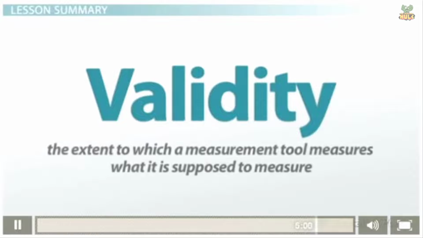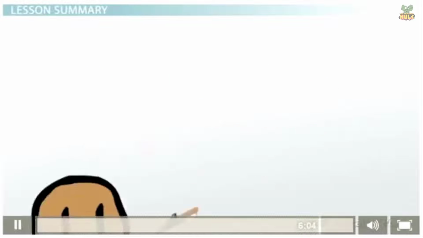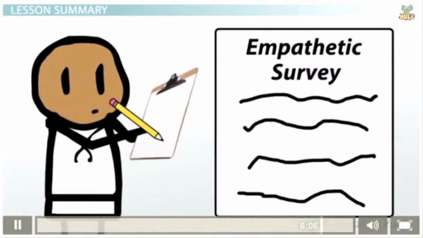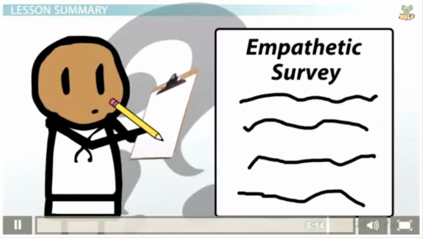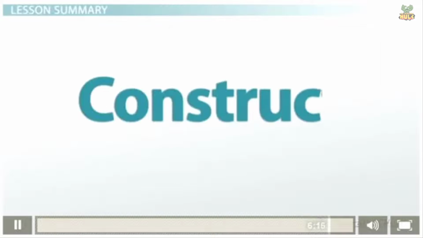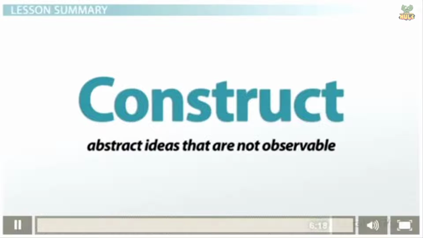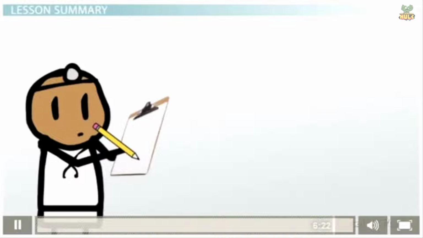Validity is the extent to which a measurement tool measures what it is supposed to measure. Psychologists need high validity on the assessments they use so that they know they are studying what they are trying to study. However, it is difficult to have high validity because most psychological traits are constructs or abstract ideas that are not observable. There are 4 main types of validity.